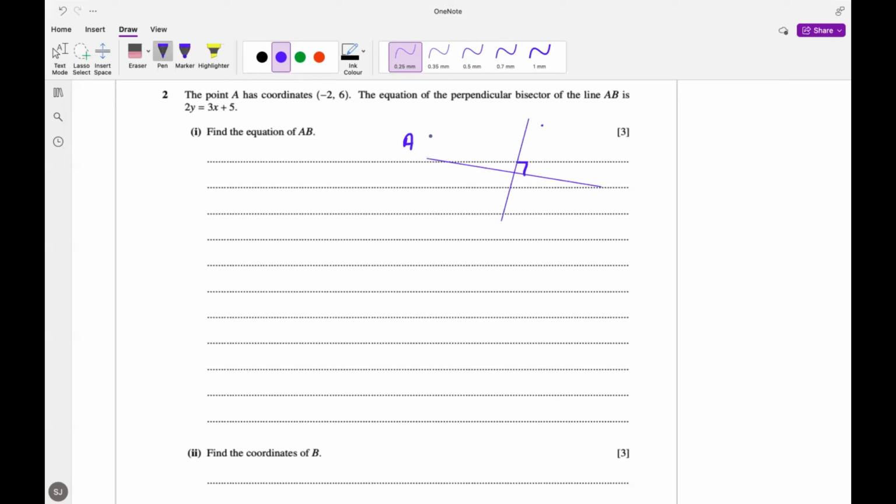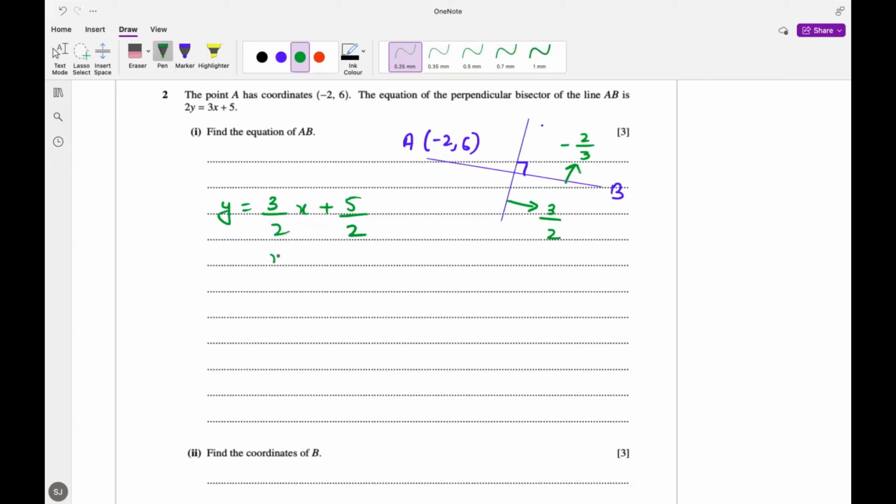So we know that this angle will be 90. We have the coordinates of A as (minus 2, 6). Now to find the equation of the line AB, we need the gradient of the line, as we already have a point on the line. From the equation of the perpendicular bisector, we can rearrange it to write it as y = 3/2 x + 5/2. As the lines are perpendicular, if this line has a gradient of 3/2, the perpendicular line will have a gradient which is the negative reciprocal, or minus 2/3.